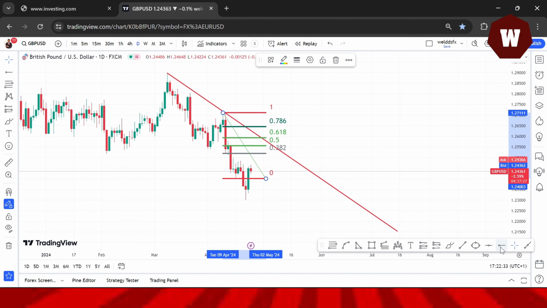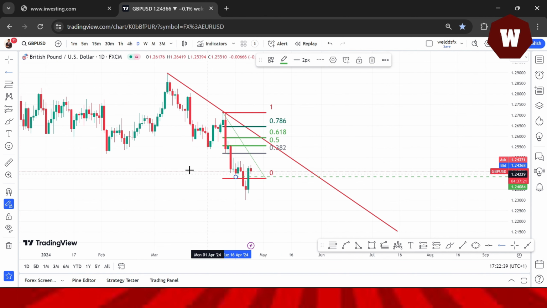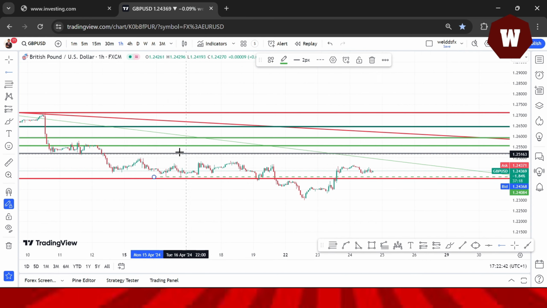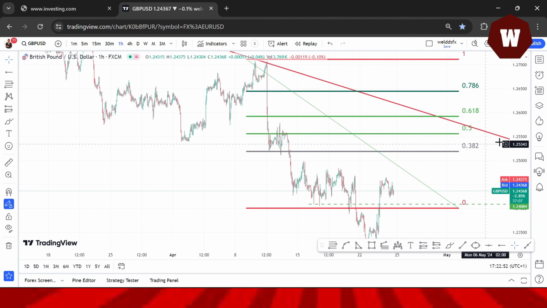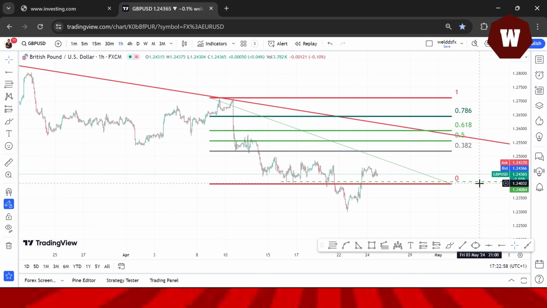When this level was broken last week, I went to the 1 hour time frame. This was the trade I took last week, and I just want to show you how I traded. After I had posted that analysis, you observe that this level was broken.